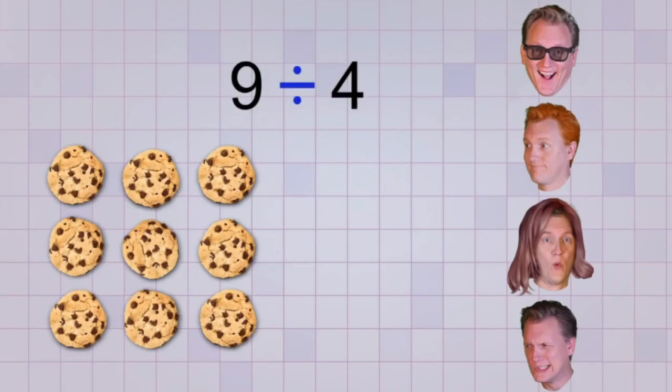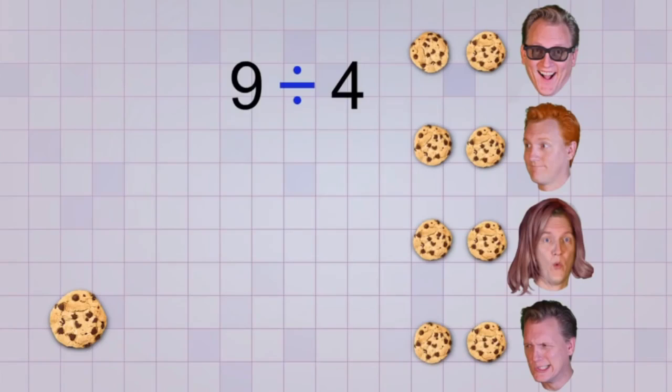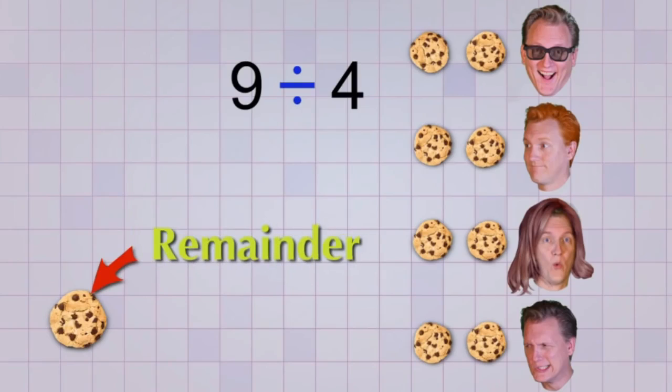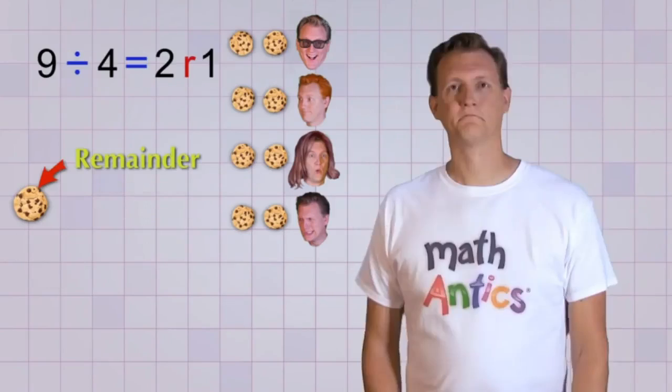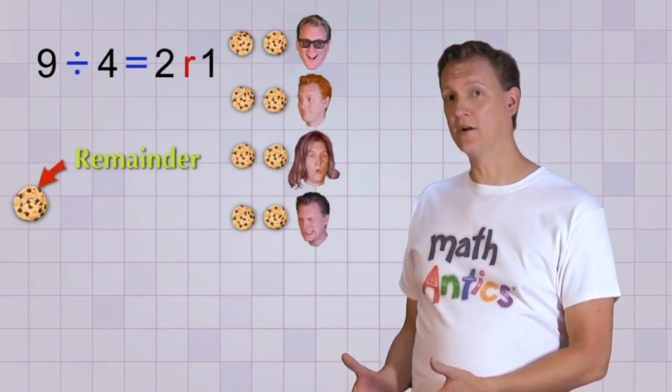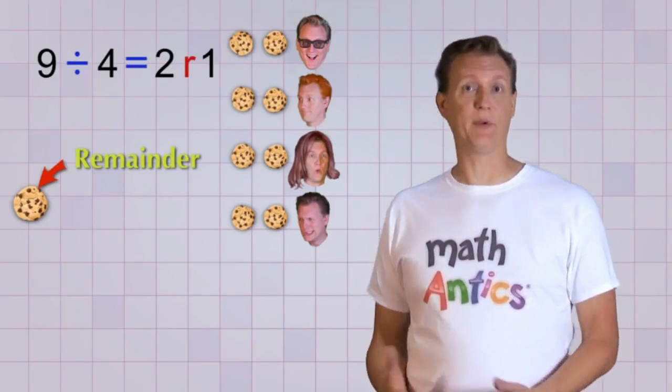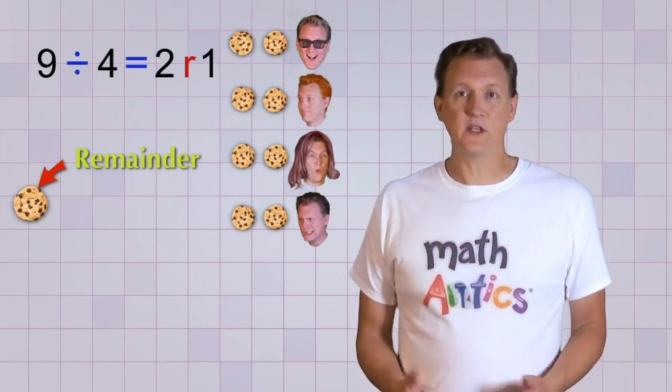Like if you had 9 cookies and 4 kids, each kid could have 2 cookies, but there would be 1 left over. And in division, that leftover amount is called the remainder. So the answer to 9 divided by 4 is 2 with a remainder of 1. Alright, so it's not that hard to figure out a simple division problem when you have a picture like this. But what about when we just have numbers?